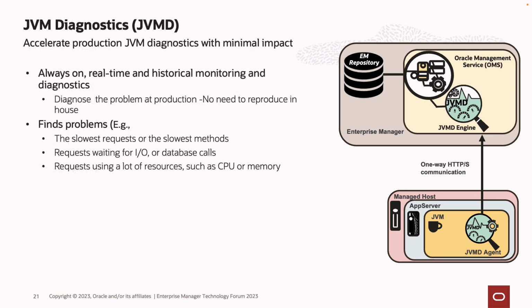Then what are the key features of JVM Diagnostics? JVMD is primarily designed to diagnose Java performance problems in a production environment. Because it samples the information directly from the application's JVM and uses it for real-time analysis, there is no need for you to reproduce a problem in a testing environment. It basically eliminates the reproduction process, therefore it reduces the time to recovery. JVMD is always on and available all the time. You can find problems such as the slowest request or the slowest method, or requests waiting for I/O or database calls, or requests using a lot of resources such as CPU or memory.